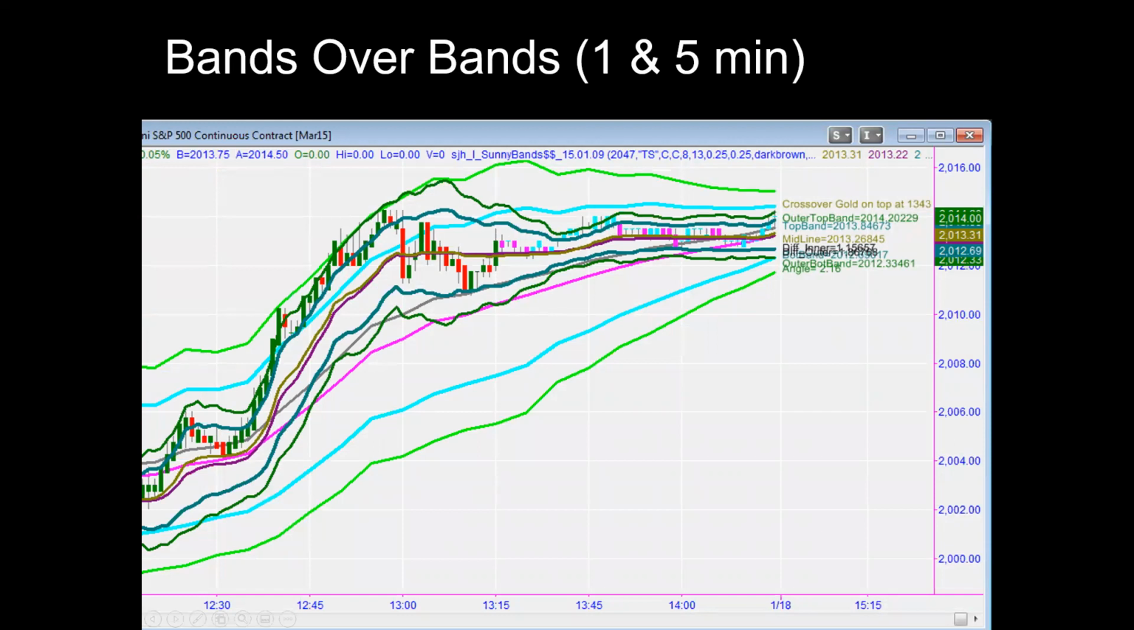So you'll see that SunnyBands follow the same idea as price. When the 1 minute SunnyBands touches the 5 minute SunnyBands, we're going to go the other direction. So I like to watch 2 time frames on one chart. So I overlay them like that.